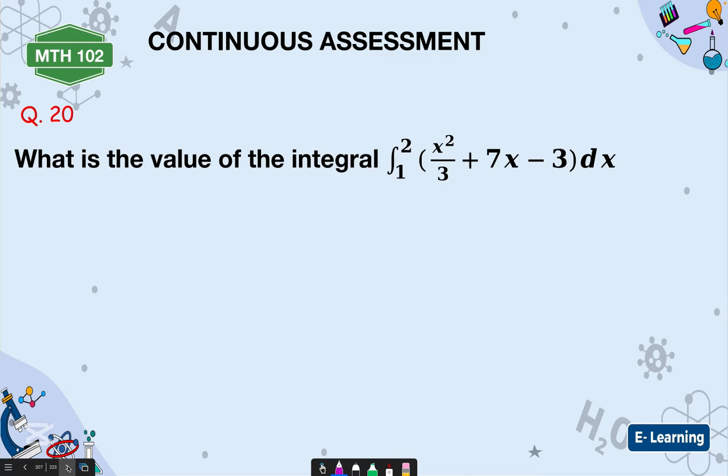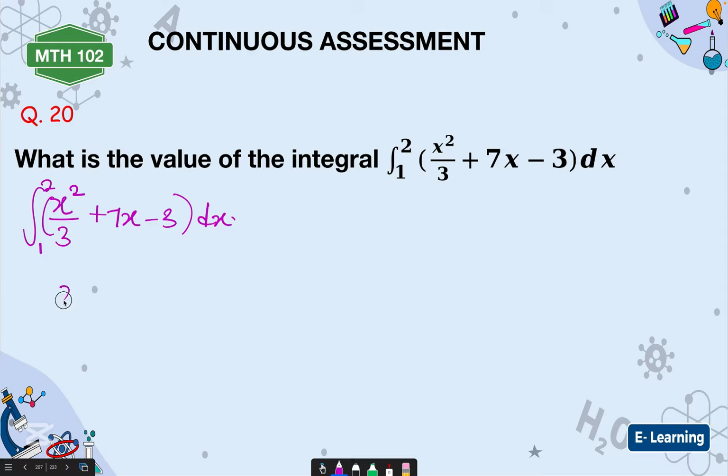That's question 20. Say integrate this. Now, if you are given something like this to integrate, what do you do? First of all, you have x to the power of 2/3, the integral with upper and lower limit, plus 7x minus 3 dx. First, you add 1 to this power, divide by this, which will give us 9.